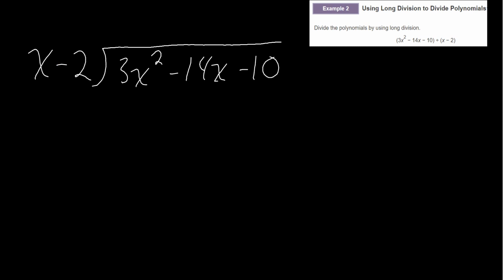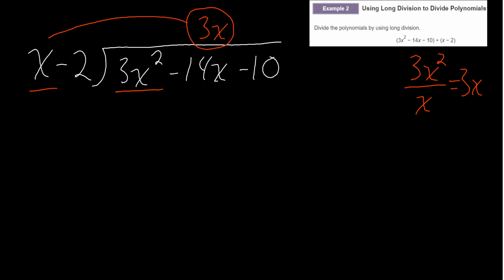So what we're going to do is start off and say 3x squared divided by x. We're going to put that over here to the right. What is 3x squared divided by x? Well, that is 3x. So I'm going to put it over my x term. It's very important you keep things lined up, and we'll see more examples of why in later examples. But we're going to put 3x right above it. Then we're going to take this 3x and multiply it by this x, and then by this negative 2, and put it underneath here.